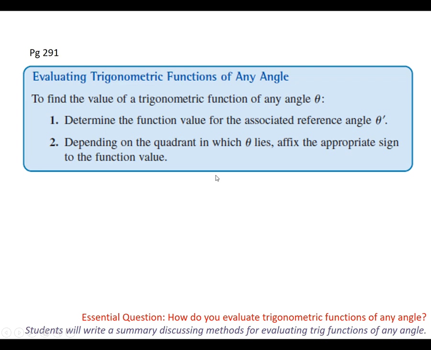That means it's the reference angle. Okay. And then, depending upon which quadrant it lies in, we affix the appropriate sign to the function value. Just like we did in that last homework problem. We decided what quadrant we were in, then we decided what sign was appropriate for that. Because technically, when you take the square root, it's a plus or minus. You've got to figure it out.